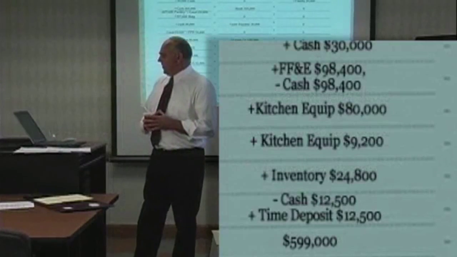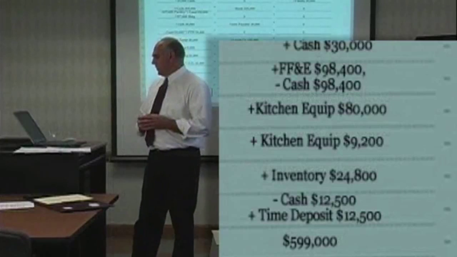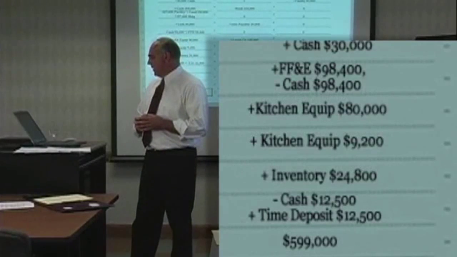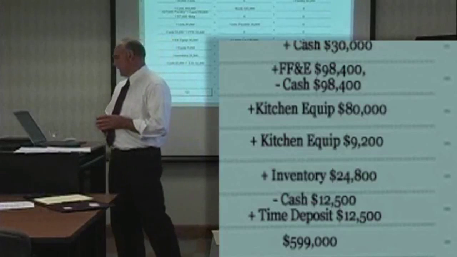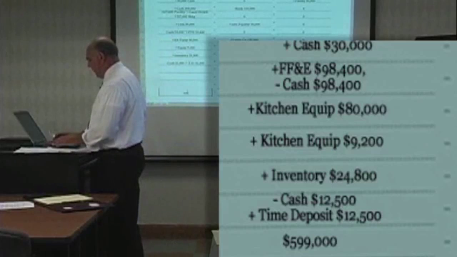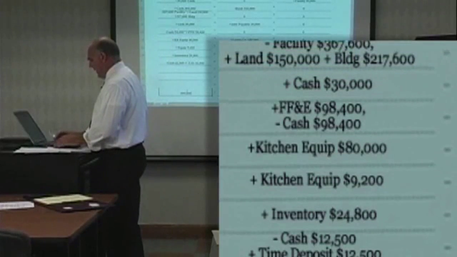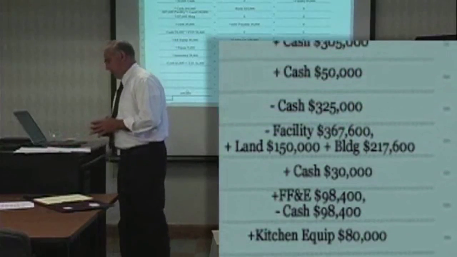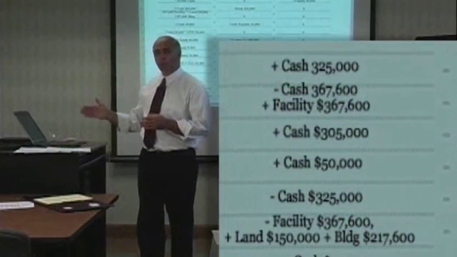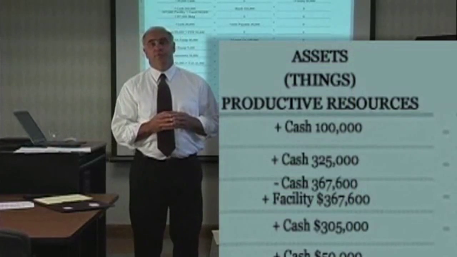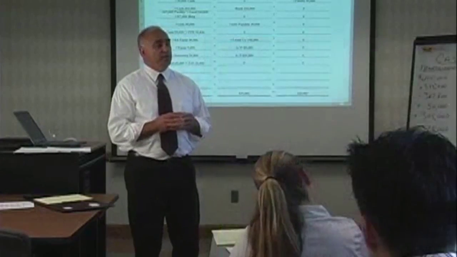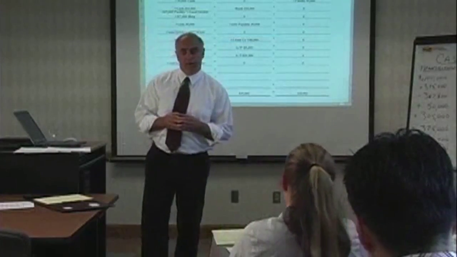Well, since the things have to equal the people making the contributions, if we add the $449,000 in liabilities to the $150,000 in equity, we find that we have $599,000 in assets on opening day. And to test that, we can go back up through the column to check those transactions and the offsets, and we'll see that in fact it does add up to $599,000.